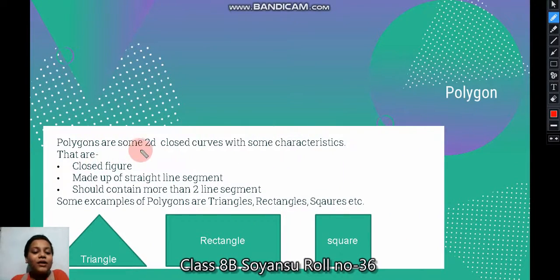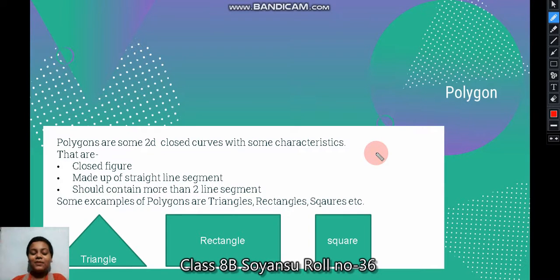Polygons. Polygons are 2D closed figures made up of straight line segments, and they should contain more than two line segments. Some examples of polygons are triangle, rectangle, squares, etc. So a polygon is a figure that is closed, made up of straight line segments, and should contain more than two line segments.